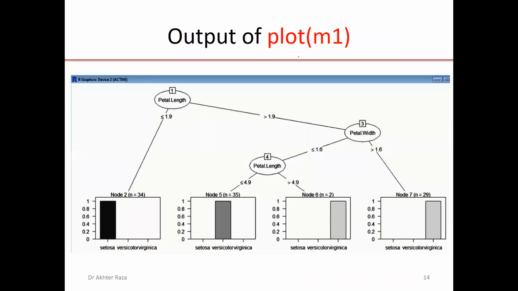Now this is the tree. How can the tree be shown? The command is shown in red color, plot M1. So if you do plot M1, these tree elements will be shown to you, which I already mentioned in the previous graph.